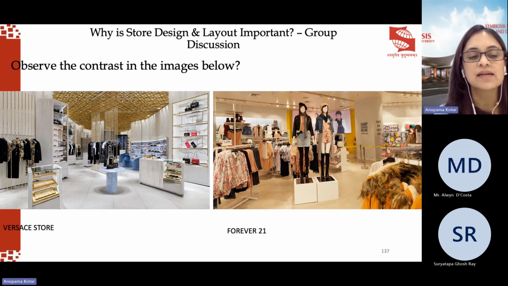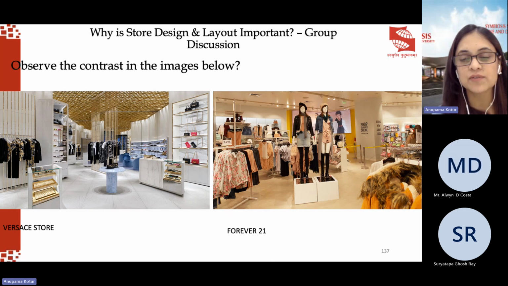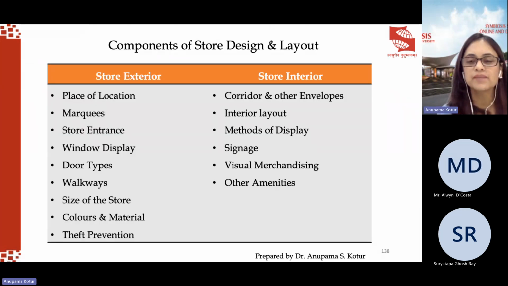On the left-hand side, I have a picture of a brand that's Versace. Once again, a very high-end luxury retail brand in fashion apparel. And then the second picture is Forever 21. I'm sure it's a brand that you might have come across. High street fashion, and not even premium, actually. It's very high street. Okay.